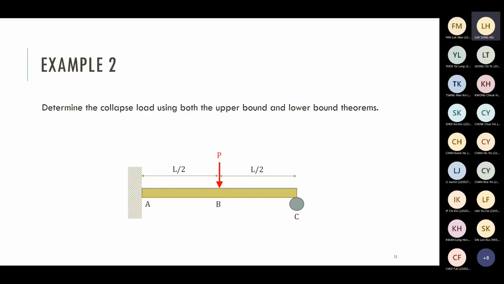Go back to calculations. Well, I would like to consider this beam, a one span beam. One end is fixed, the other is a roller support. We have one concentrated load at the midspan. In this example, you're asked to calculate the collapse load, P, using both upper bound and lower bound theorems. In this example, I would like to compare these two theorems again. And this time, I believe that you will see the beauty of using the upper bound theorem as compared with lower bound.